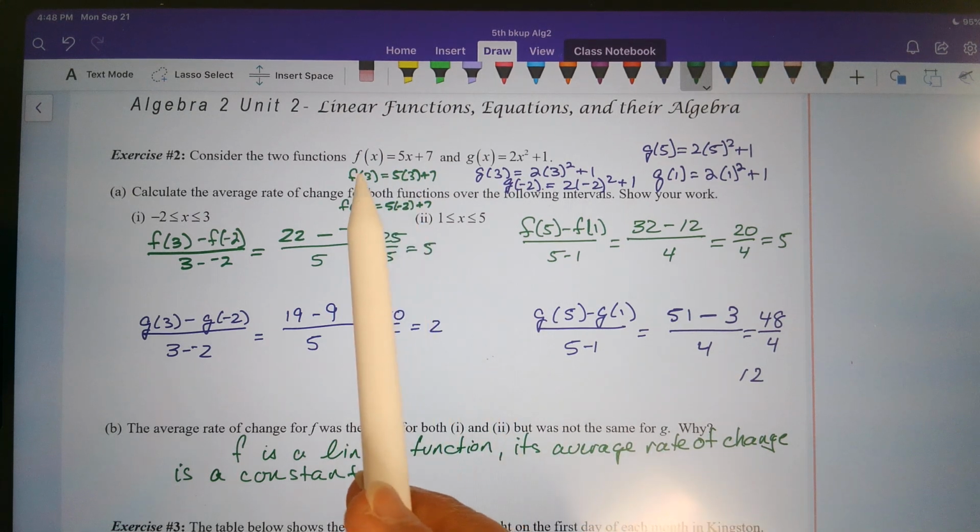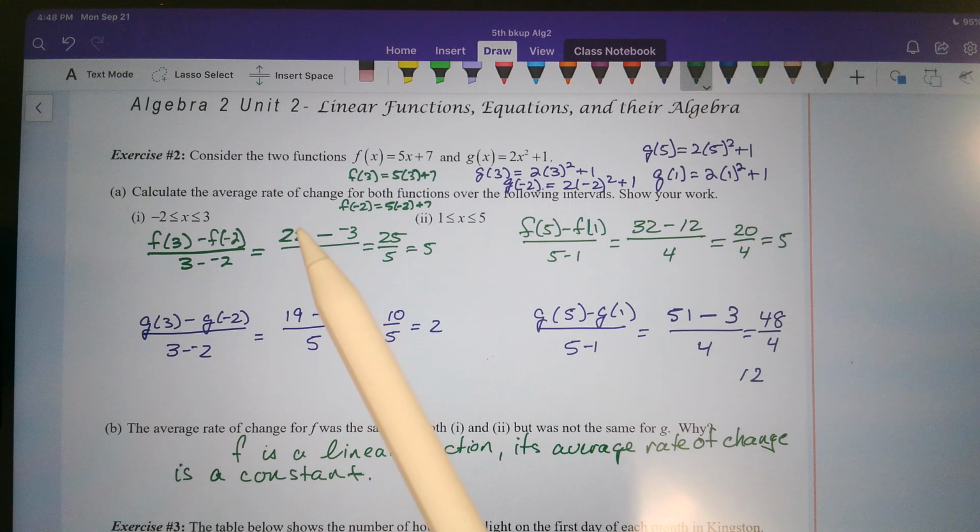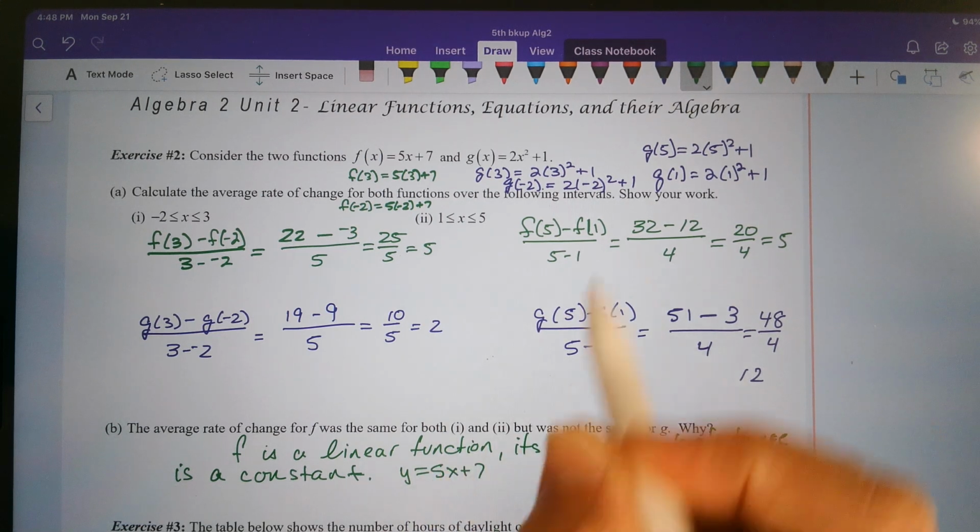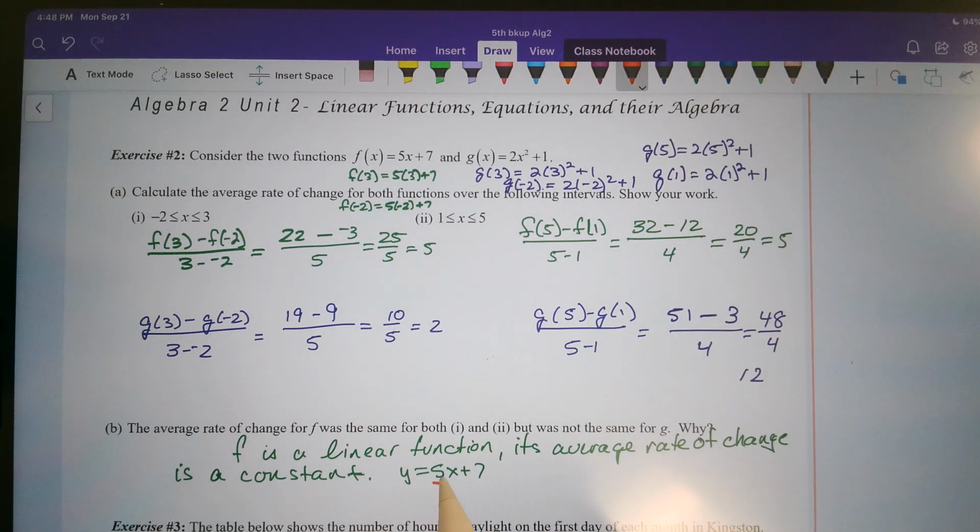Right? In fact, if you think of f of x, you can replace it as y, right? Y equals 5x plus 7. The slope here would be the 5. Remember from algebra 1? That's the slope. Think of y equals mx plus b. That's our slope. And that's exactly what we calculated. Our average rate of change was 5 for function f.